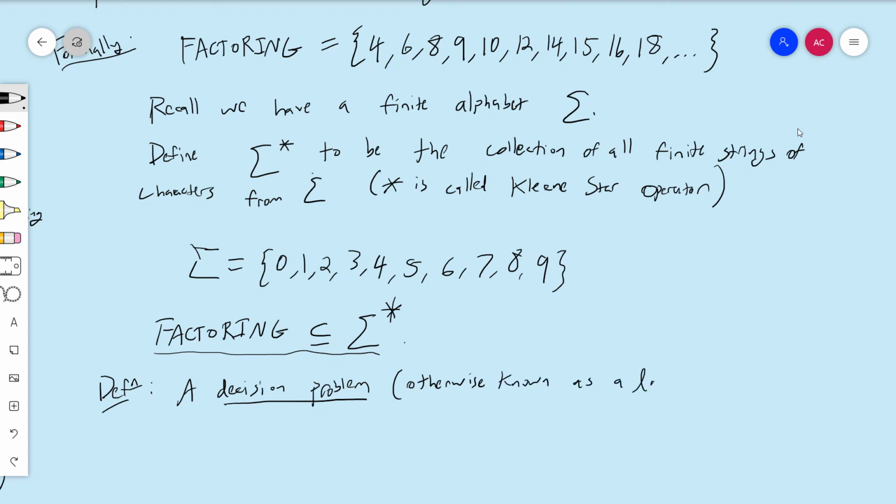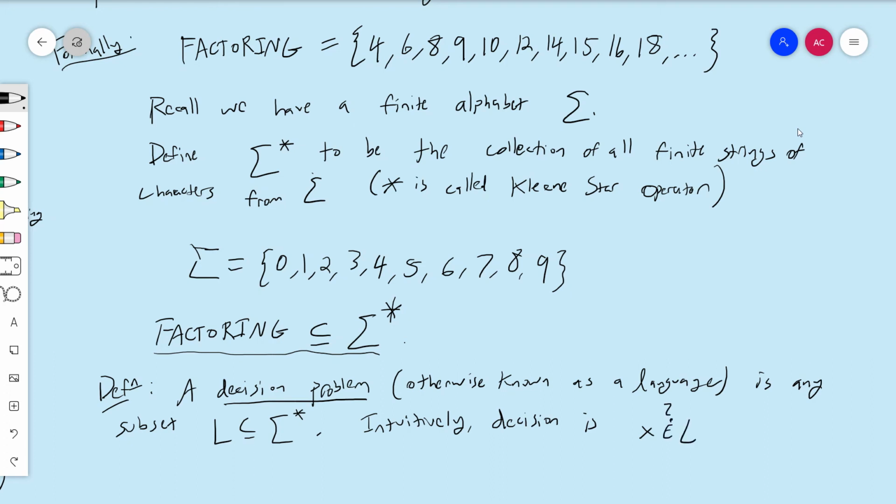I'll talk about why that is in a bit. A decision problem is any subset L contained in sigma star. That's what a decision problem is. A decision problem is a set. It's a set of strings over an alphabet, where the interpretation is that the decision problem is always, intuitively, the decision: is X in L? X is the input, and the machine is supposed to give me a yes if it is in the set and a no if it's not in the set.